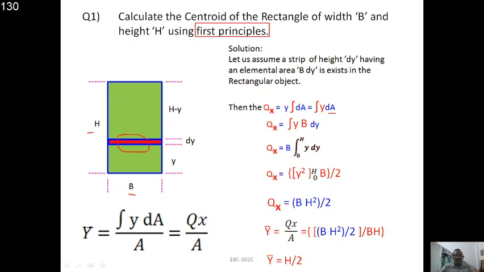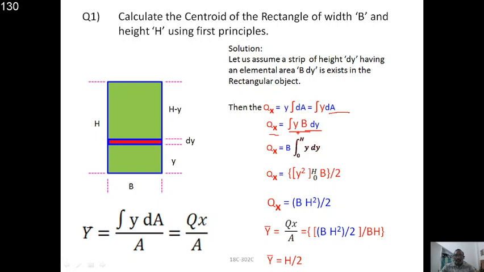So this is my differential area element, that is dy into b. So the area of the differential element will be b into dy, right? Because b is the width of the differential element and the height of the element is dy. By multiplying those, I obtain the dA value. So you know that Qx is equal to the integral of y dA, hence integral of y b dy.